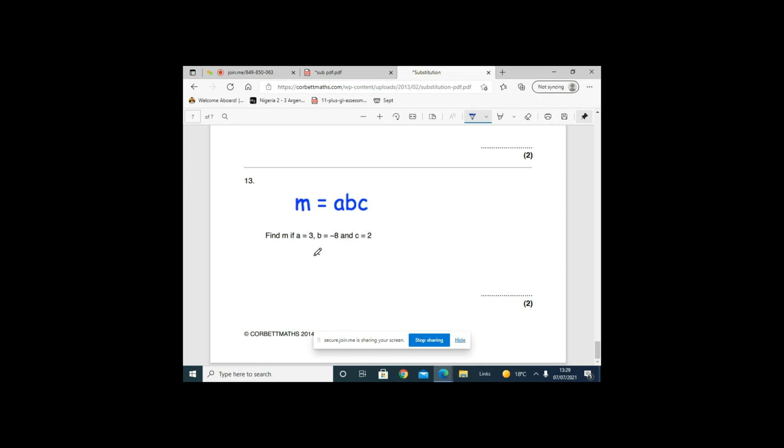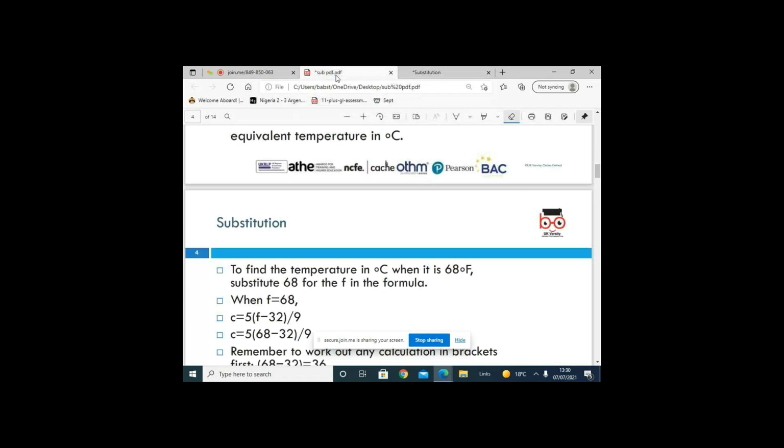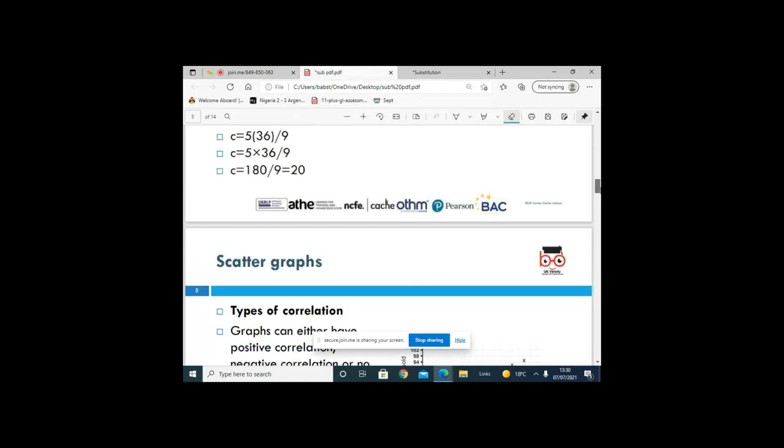So the A is 3. So it's going to be 3 times minus 8 times 2. 3 times minus 8 is minus 24. Minus 24 times 2 is minus 48. That's good. So we go back to our work now.